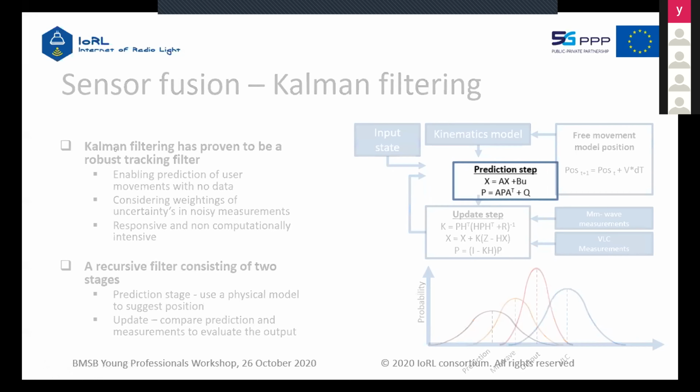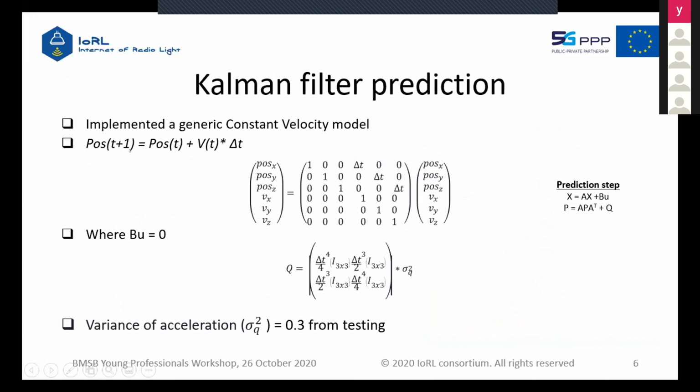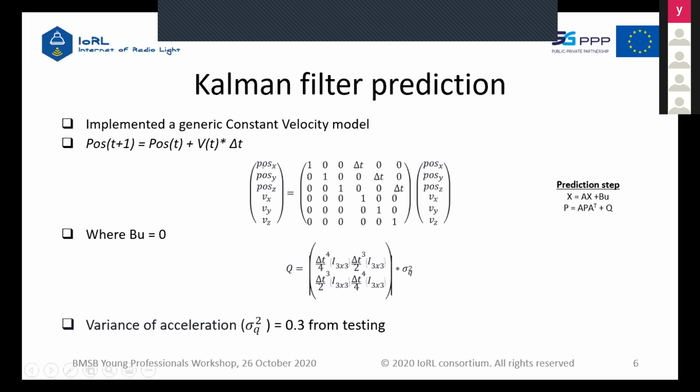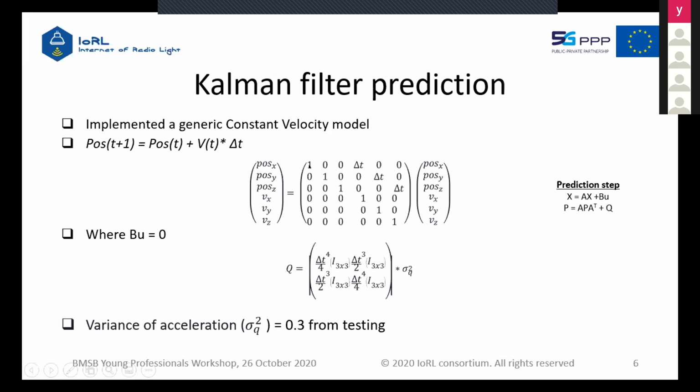Which is essentially to say that your position at time t+1, or your next state, would be equal to your initial position plus your velocity times the difference in time. Here you can see our state transition matrix, so x equals Ax, where Bu is 0. So our position at x is equal to position x plus delta t times our velocity at x as well. Our Q matrix, or our noise matrix for our estimate, was generically taken, with our variance of acceleration being 0.3 for our testing that we calculated through runtime.